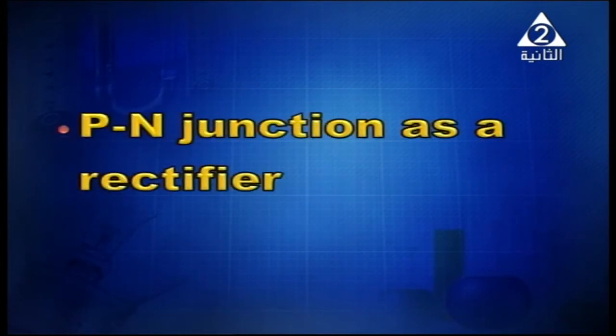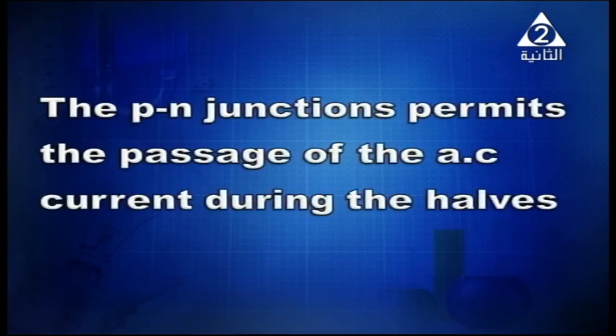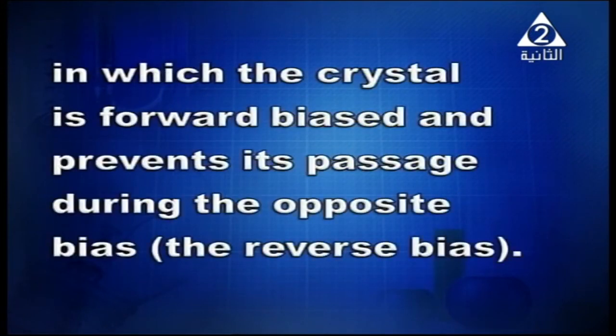Idea of the PN junction as a rectifier. This is very important. The PN junction permits the passage of the AC current, alternating current, during the halves in which the crystal is forward biased and prevents the passage of the current during the opposite bias, the reverse bias. So it can act as a switch.